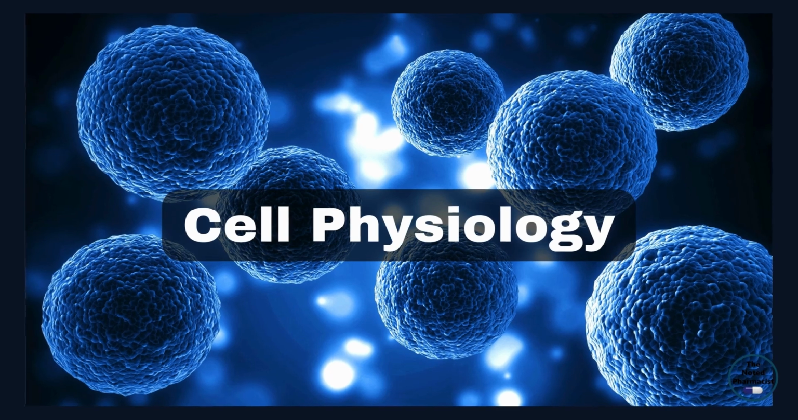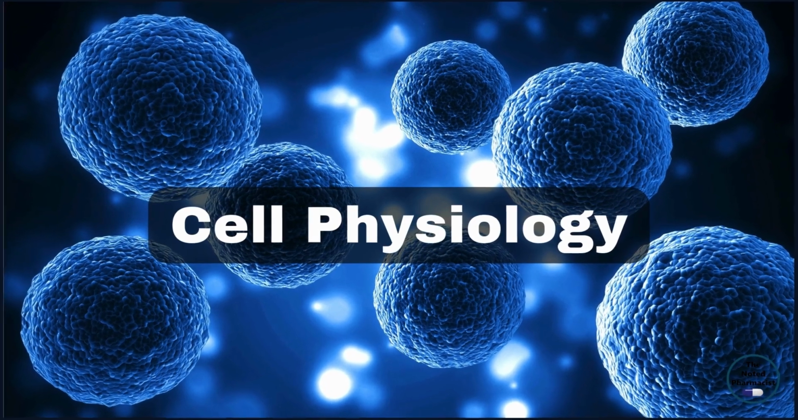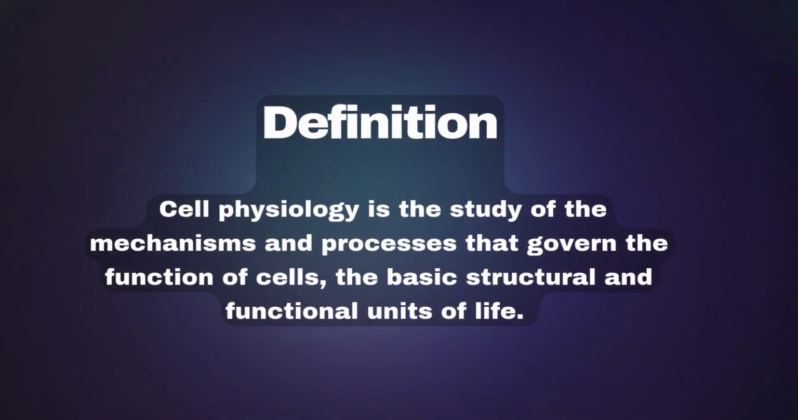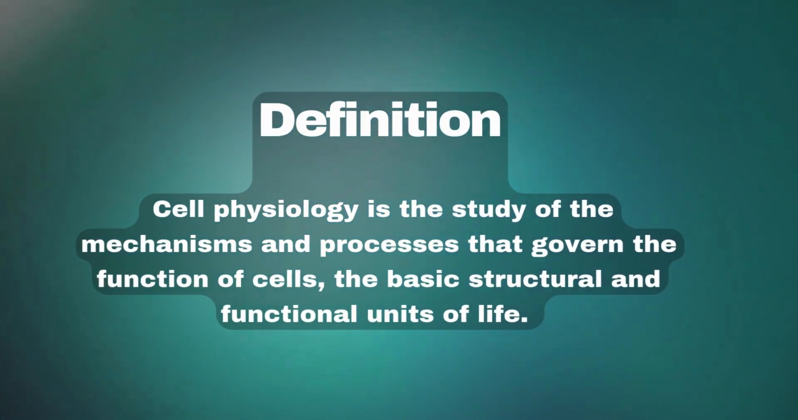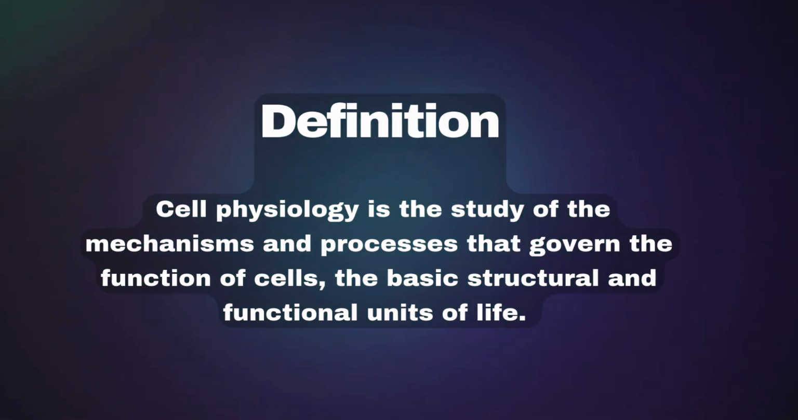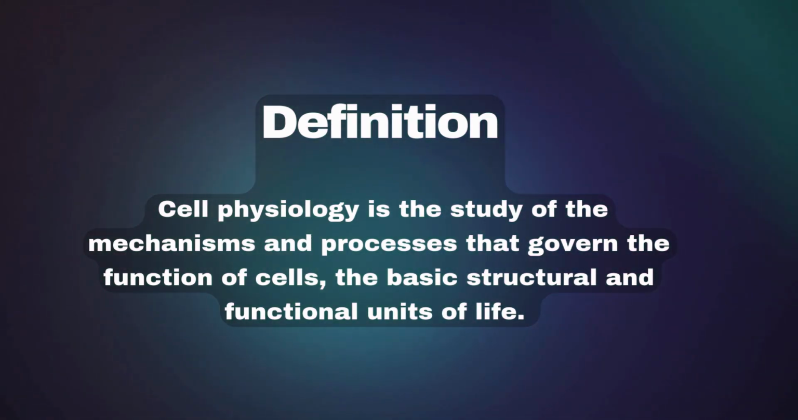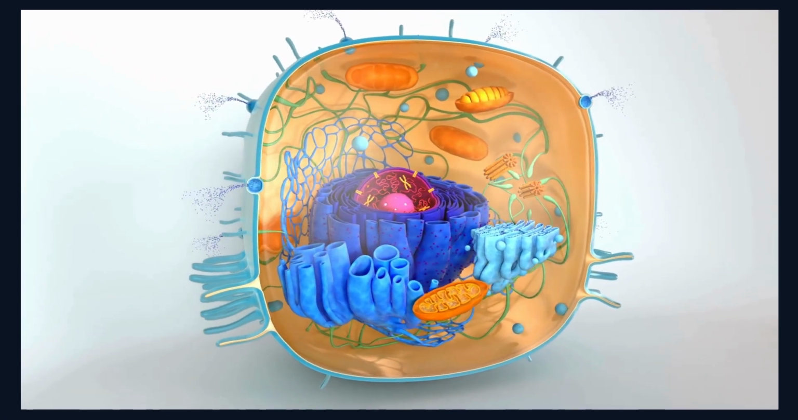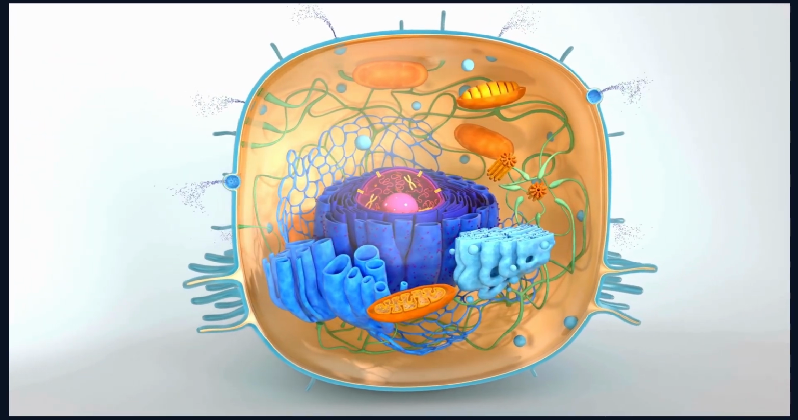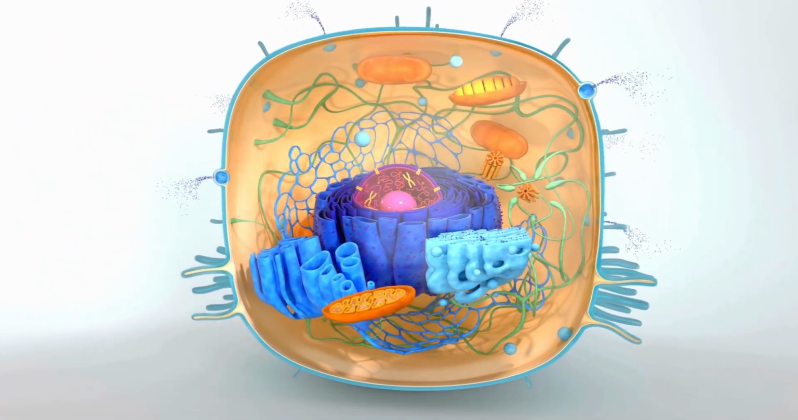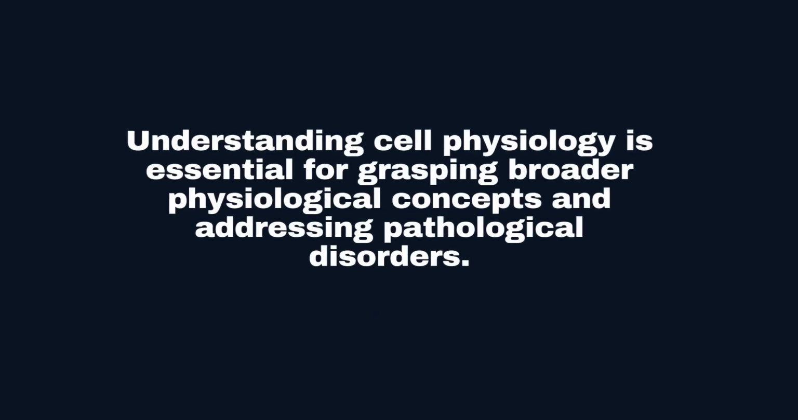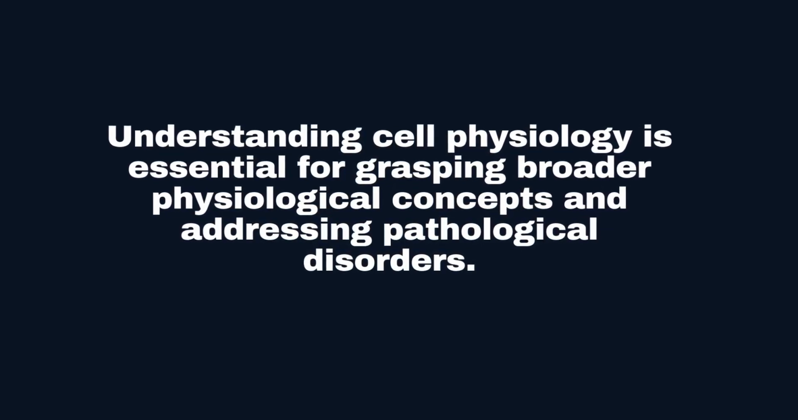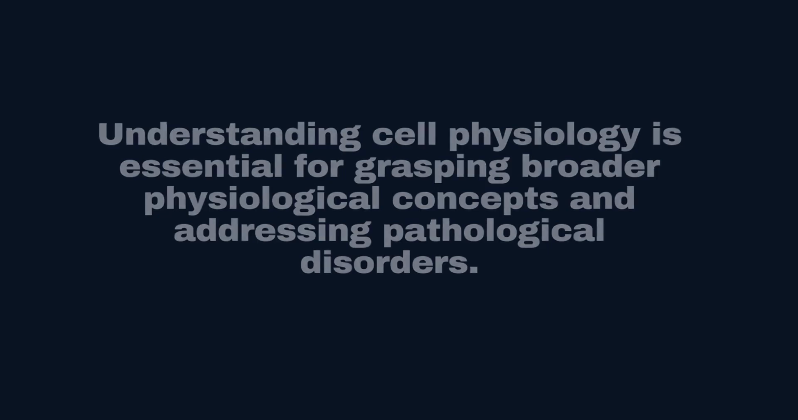Cell physiology, an overview of core principles and clinical insights. Definition. Cell physiology is the study of the mechanisms and processes that govern the function of cells, the basic structural and functional units of life. It explores the interactions between cellular components, including organelles, membranes, and signaling molecules, to maintain homeostasis. Understanding cell physiology is essential for grasping broader physiological concepts and addressing pathological disorders.